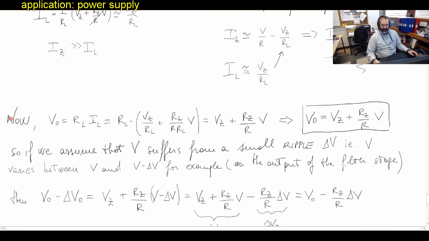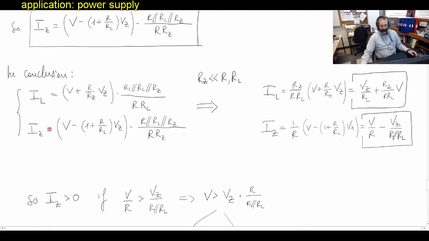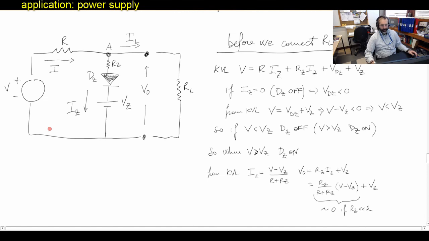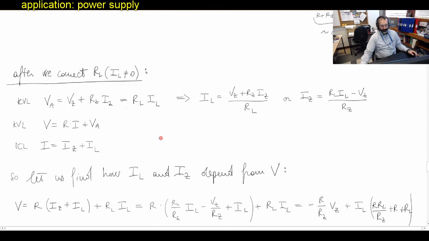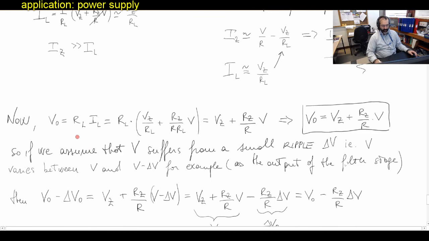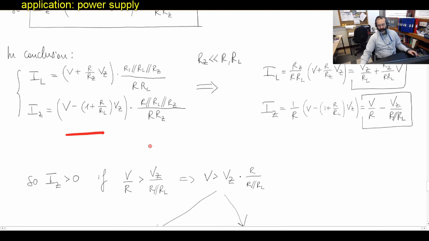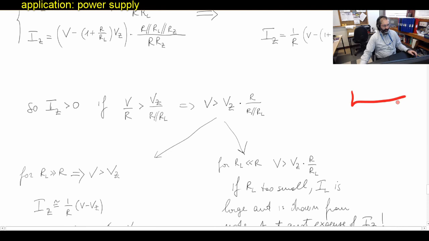So V output for this circuit is, as we defined it, the voltage measured across RL. Once we connect RL, it is this voltage here. So V output is RL times IL, and for IL the general formula was this one here. So we can put it in, and we find the general formula for VO, which is this one here.